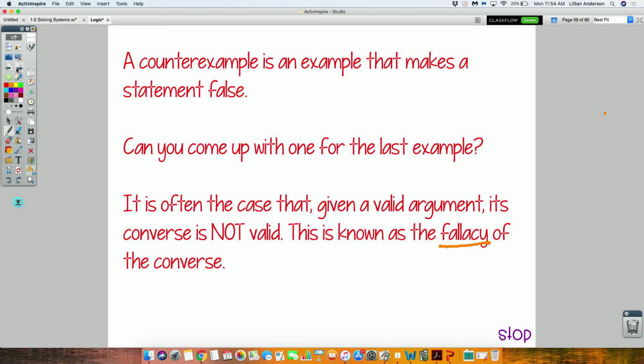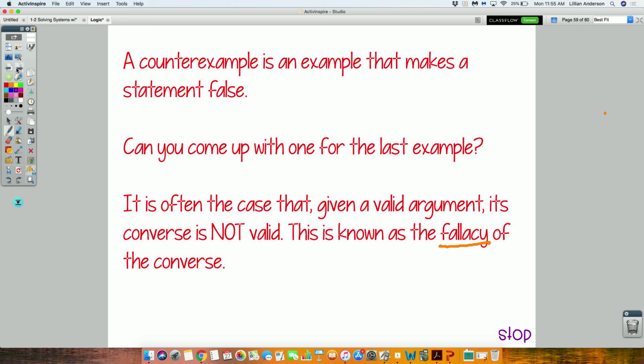Awesome. Real quick before we finish up, a counterexample is an example that makes the statement false. This is a throwback to geometry. But a counterexample is an example that makes the statement false. So for that last example that we were talking about, if the final digit of an integer is 0, then it is divisible by 5. Can anyone think of a counterexample for that last example?